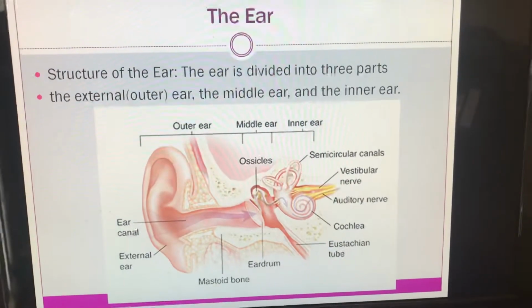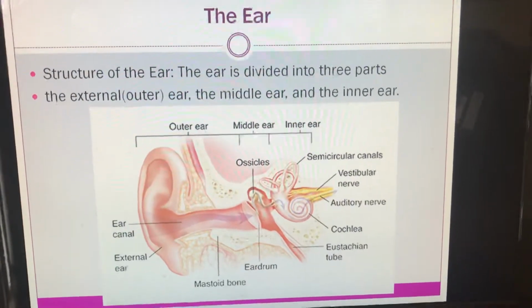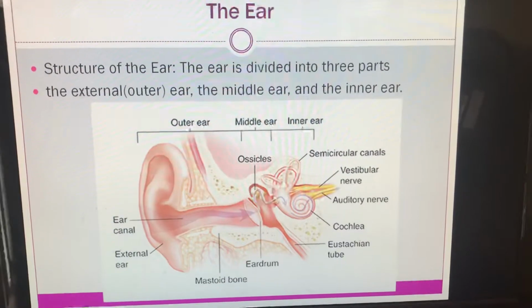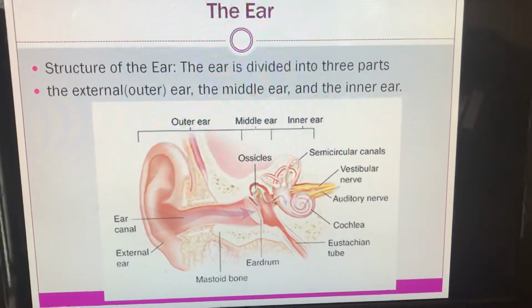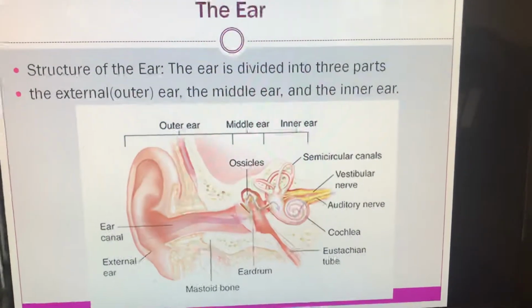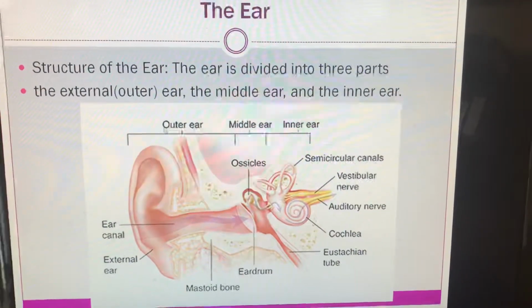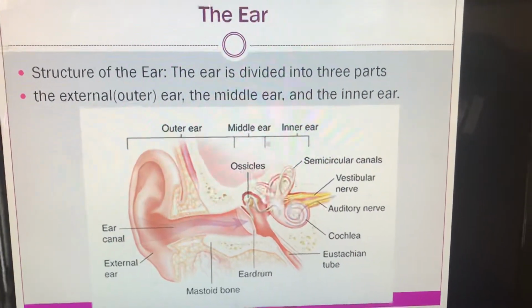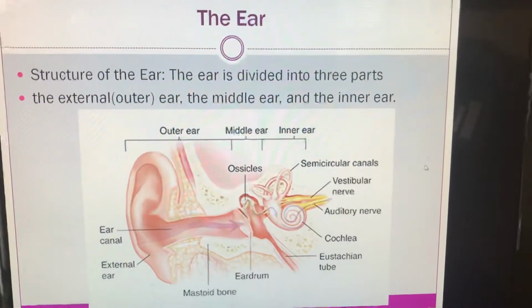So the ear, let's talk about the structure. The ear is divided into 3 parts. You have the external, which is the outer ear, the middle ear, and the inner ear. As you can see here, this is your outer, the middle, and then your inner.